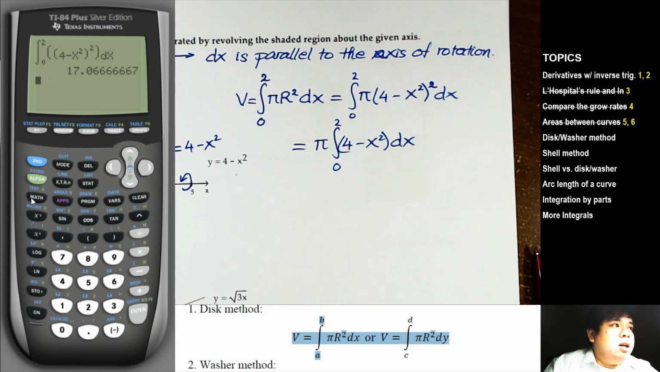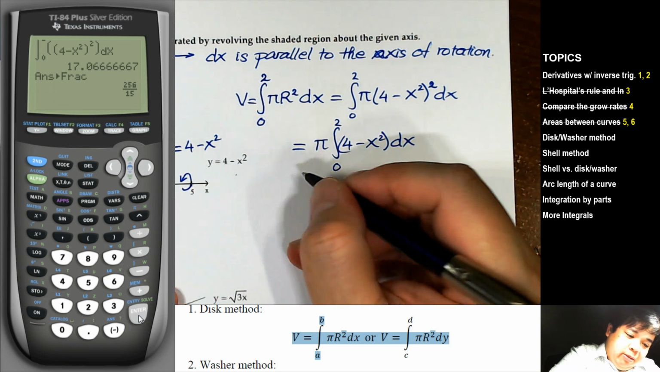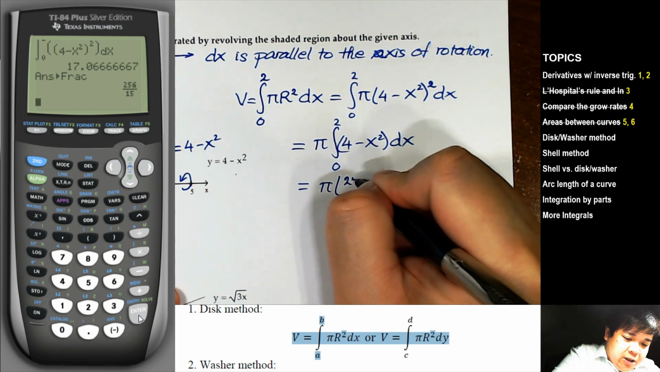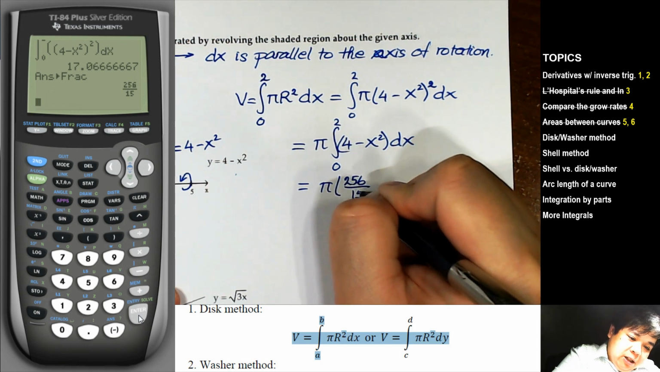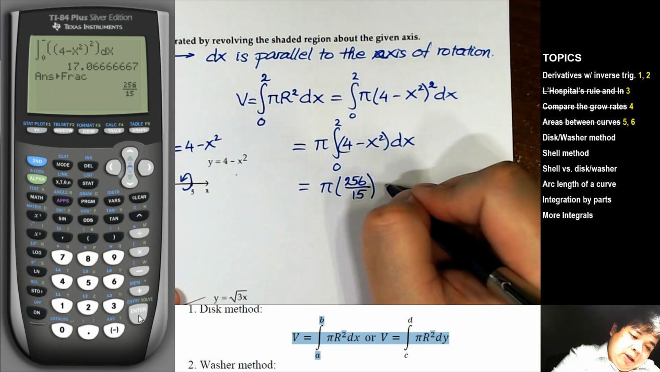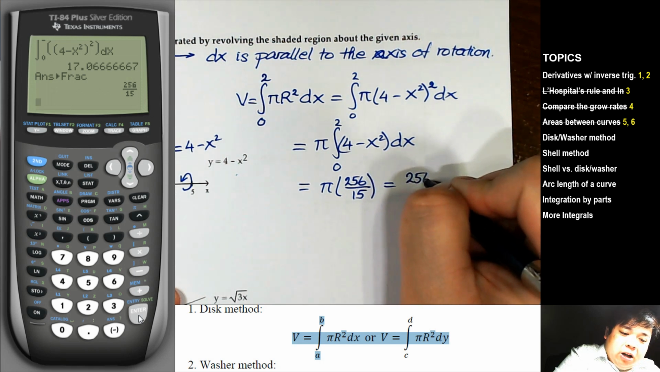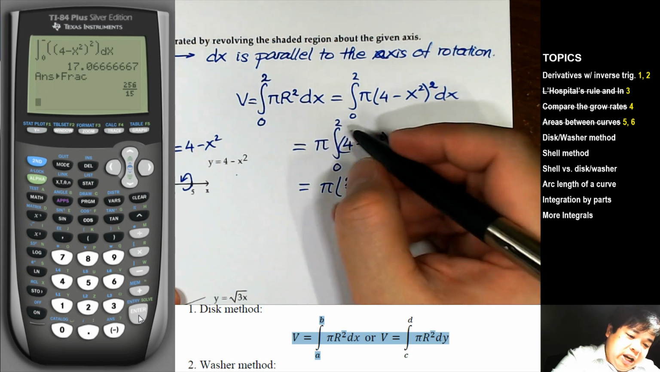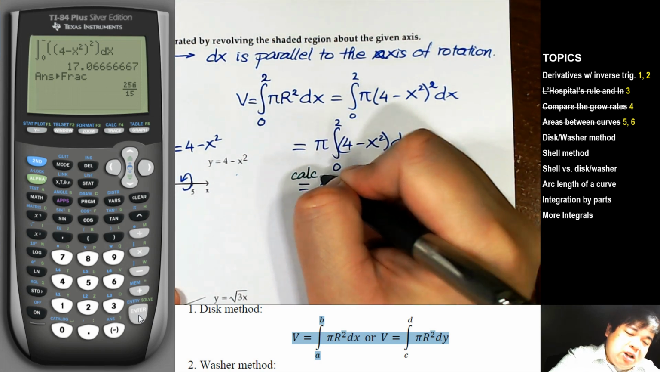That gives us, let's convert to fraction, 256 over 15. So we have pi times 256 over 15, or 256 pi over 15. And in this case, if we use the calculator, just write something like that.